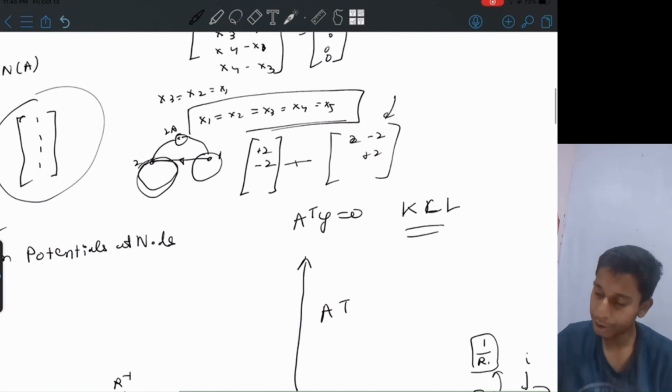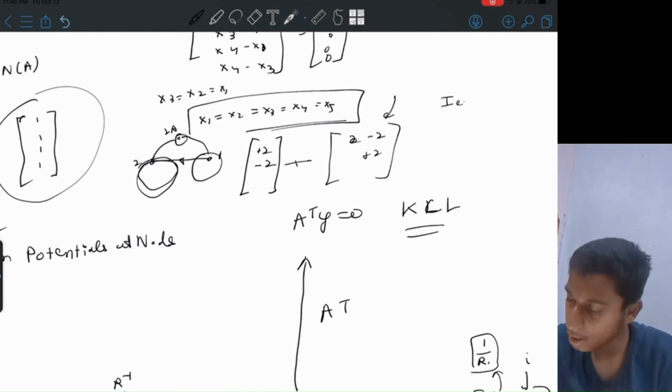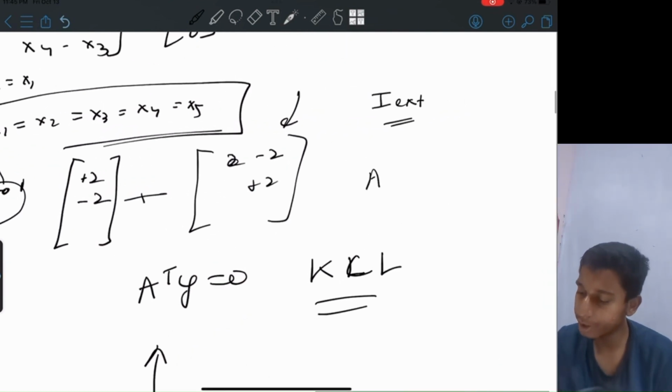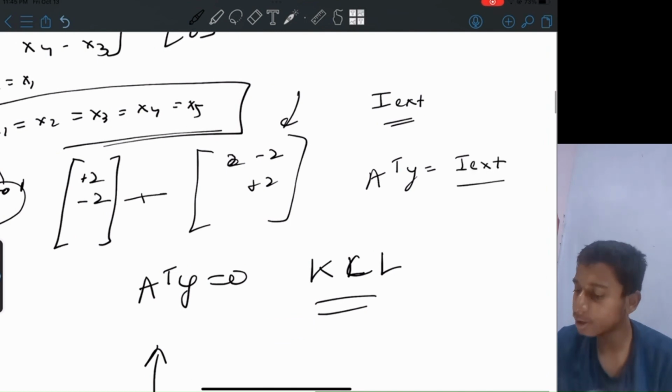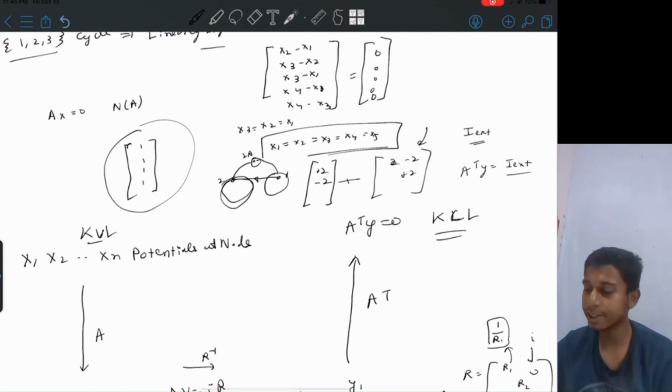So in order to take care of these terms, we add an I external term to our KCL equation, which is A transpose y equals I external. The signs would be taken care of according to the signs of y, and I external would be adjusted.